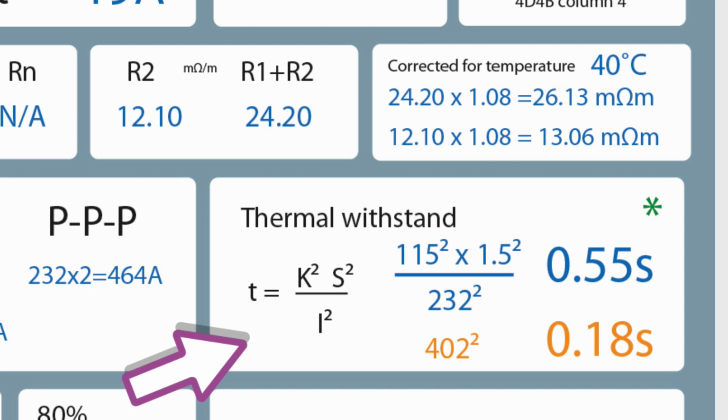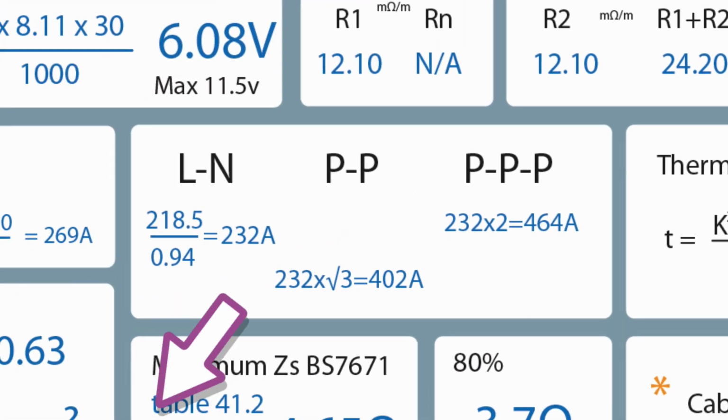And in a three-phase, three-wire setup, you haven't got a neutral conductor, so you're going to have to use the phase-to-phase for your thermal withstand. So back to these three different fault currents here. These are the approximations in BS7671.